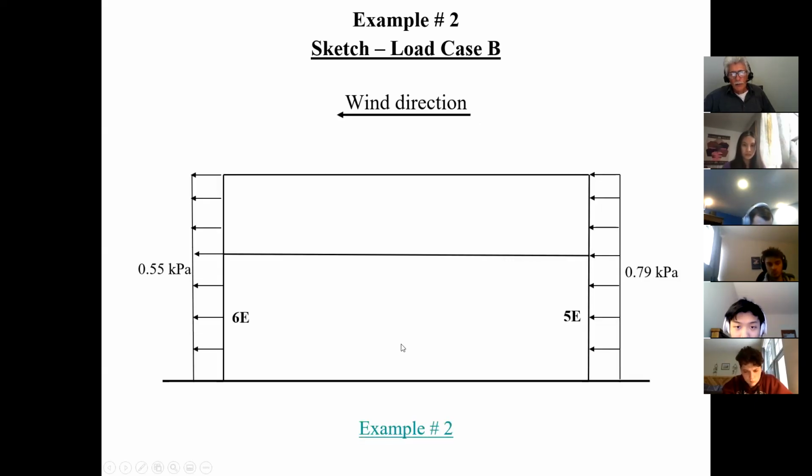And I do the same thing for 6 and 6E. Okay, so that just gives you a little bit of appreciation of how the terrain can have an impact on the values of your loads.